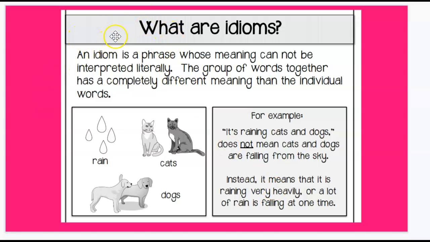So an idiom, like we said, is a phrase whose meaning cannot be interpreted literally. The group of words together has a completely different meaning than the individual words. So it has the word rain, cats, and dogs. But when we put that all together, it means that it's raining very heavily or a lot of rain is falling at one time.